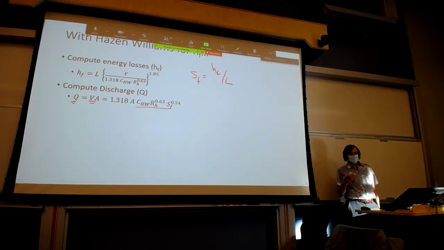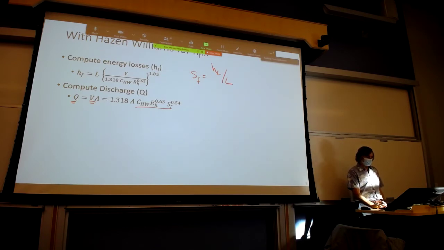And in this case, you would do the problem the exact same way, only here you're using the Hazen-Williams equation. And again, this is a direct solution because you know everything on the right-hand side of the equation.